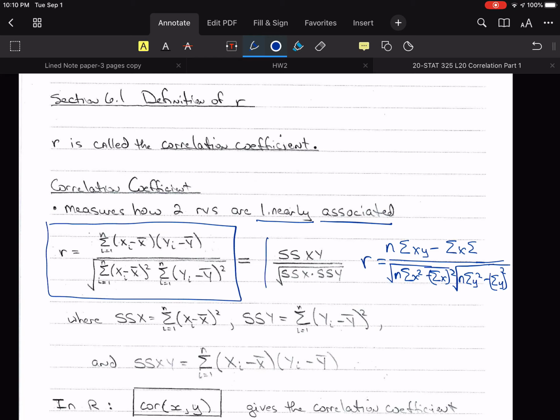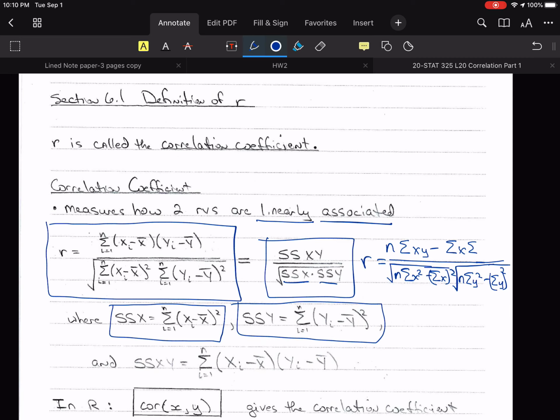Now let's talk about a different way of defining this. We're going to call these the sum of squares. So SSXY is the sum of squares of x times y, and SSX and SSY are the sum of squares of x and of y, and you can probably figure out what they're equal to. Here's SSX, here's SSY, and here's SSXY, the numerator.